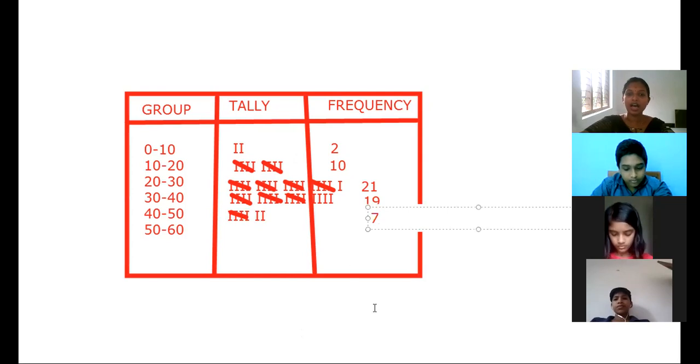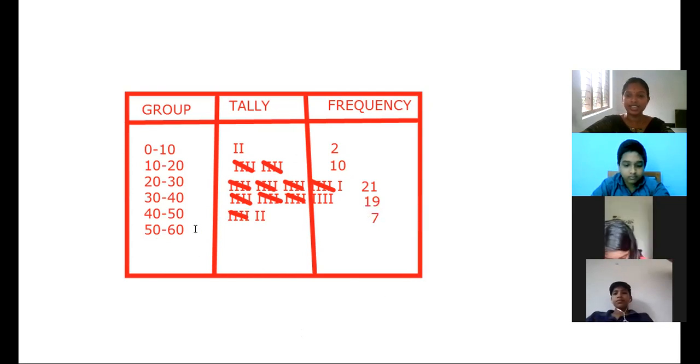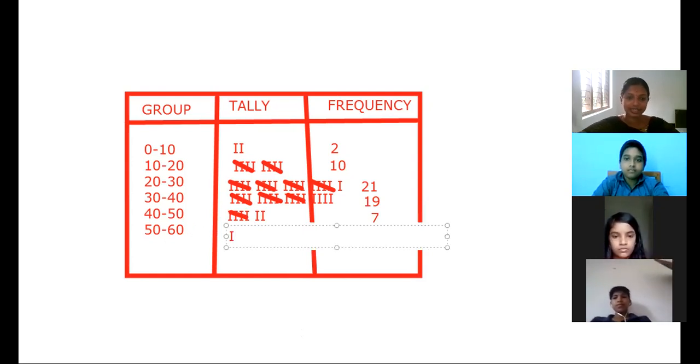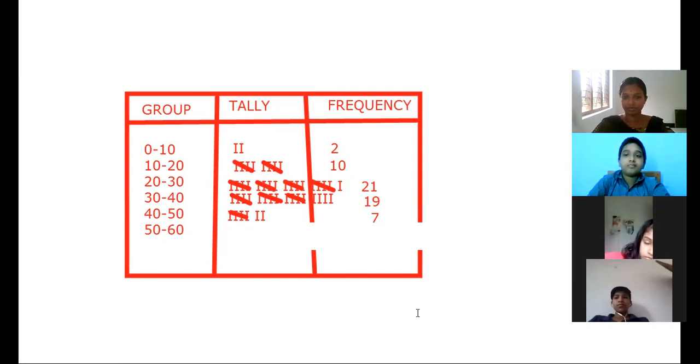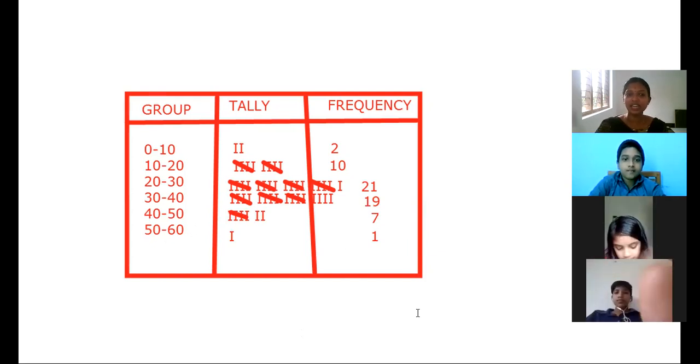And what about the last group, 50 to 60? How many students acquired the mark in between 50 to 60? Only 1 student. That's why we can mark the tally like this, and the frequency is 1 itself. Okay. So this is the grouping of data. Is it clear?